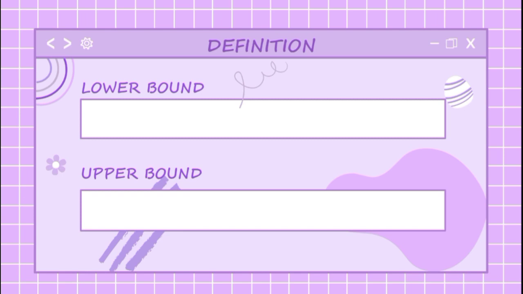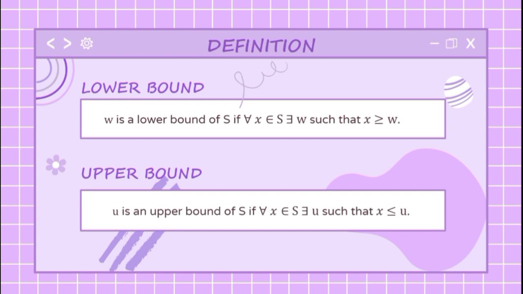Before that, let's look back at the definition of lower bound and upper bound. Suppose S is a subset of real numbers. W is a lower bound of S if for all x in S, x is greater than or equal to W. On the other hand, U is an upper bound of S if for all x in S, x is smaller than or equal to U. Okay, that's what we already know.